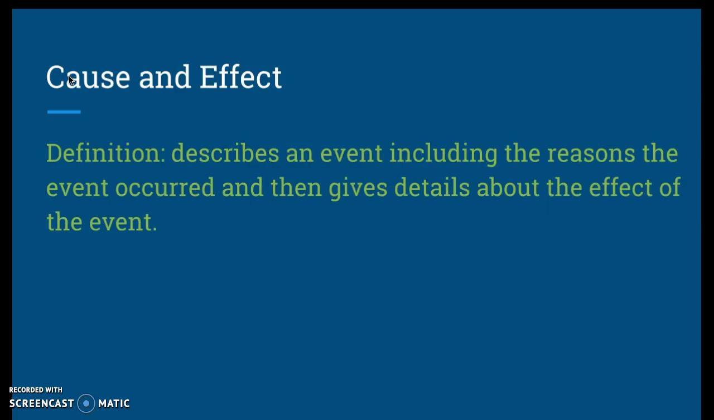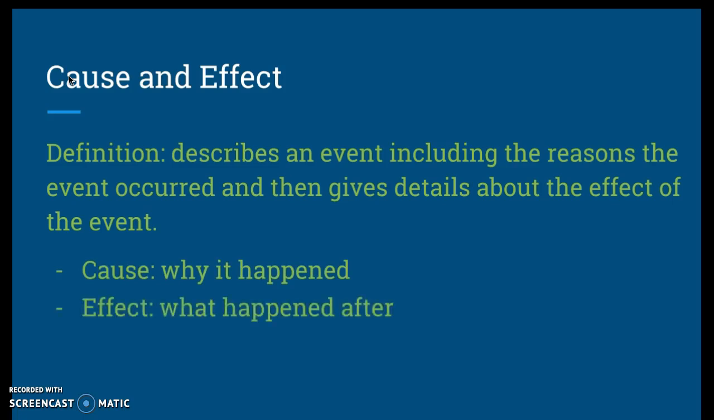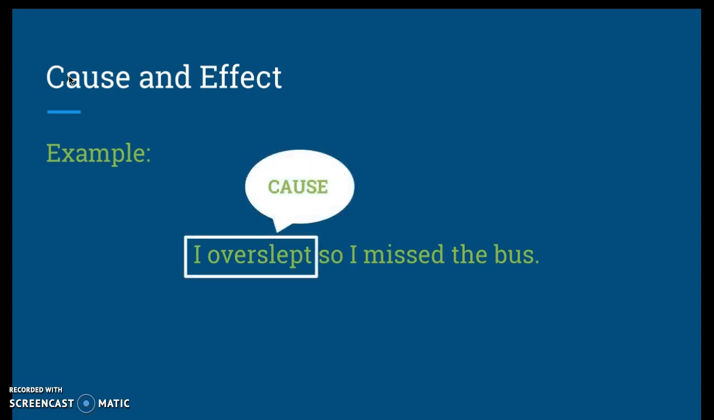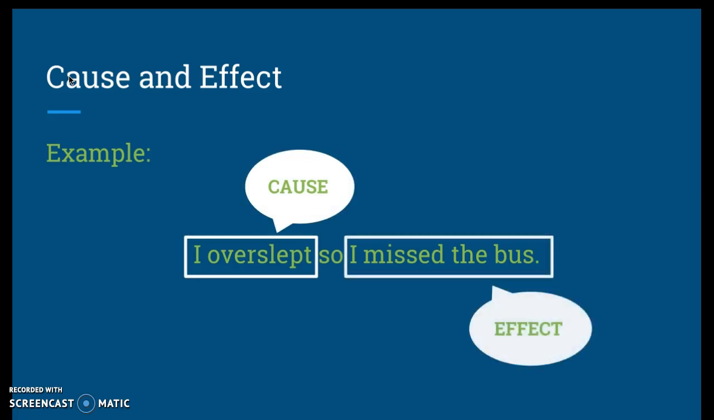So the definition for cause and effect writing: cause and effect text structure describes an event including the reasons the event occurred, and then it gives details about the effect of the event. So when we're talking about the cause, we're talking about why it happened, and when we're talking about effect, we're talking about what happened after. Alright, so we're going to keep moving forward. So an example, I overslept so I missed the bus. Here, I overslept would be the cause, and I missed the bus is the effect. It's the result of the event.